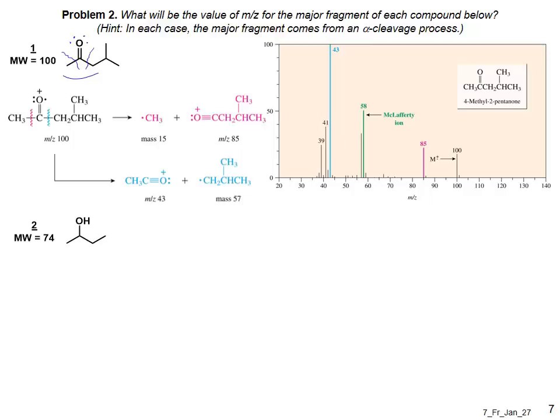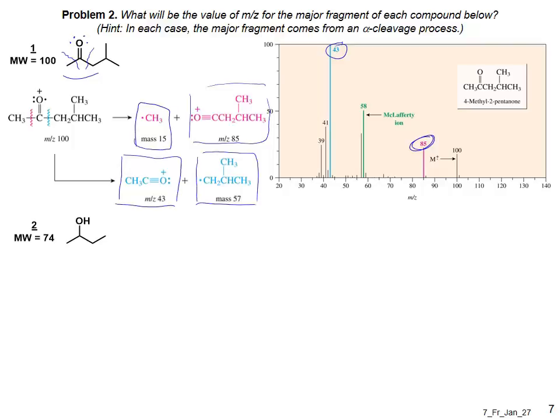If we work out the numbers, we see that in a first possible cleavage, we would form a first fragment that has a mass of 85, which is right here on the spectrum. We would lose a mass of 15 that would not be observed because it's a neutral radical. If instead the radical cation breaks on the other side, we would observe a mass of 43. And we would lose a radical of mass 57 that would not be observed on the spectrum.